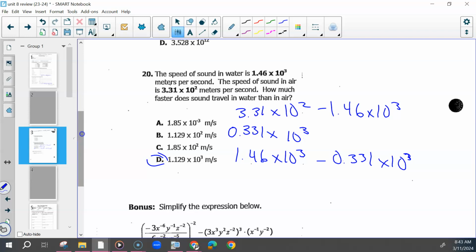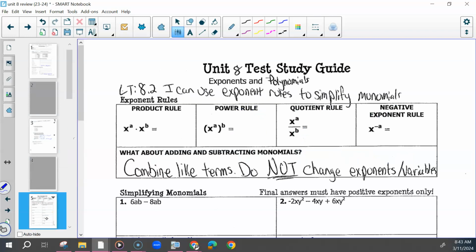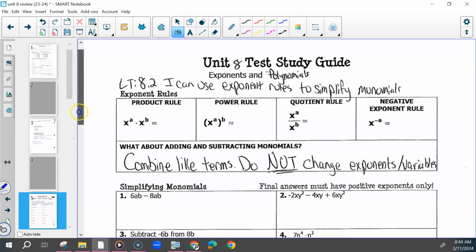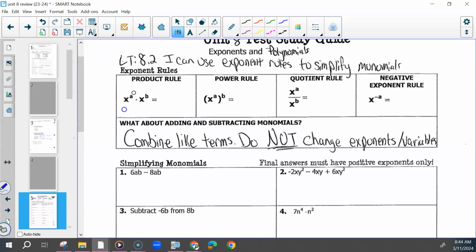I'm just going to fill out these at the top. These are the rules that we talked about already. We just didn't name them as product, power, quotient. If we are multiplying like bases together, what are we doing with the exponents? Adding. If we are raising a power to another power, what are we doing with the exponents? Multiplying. And if we are dividing like bases, what are we doing with the exponents? Subtracting.